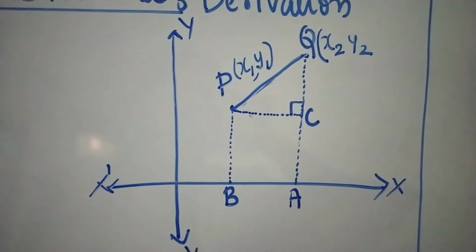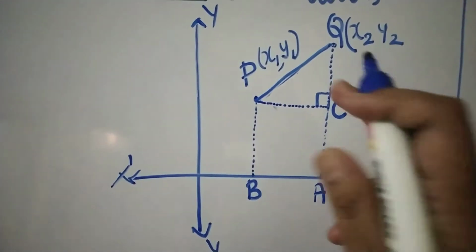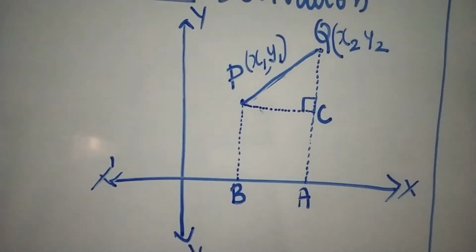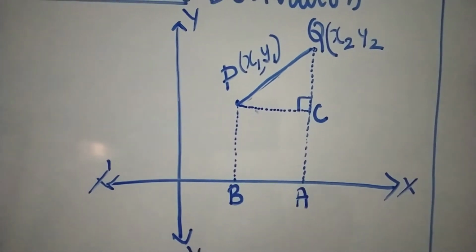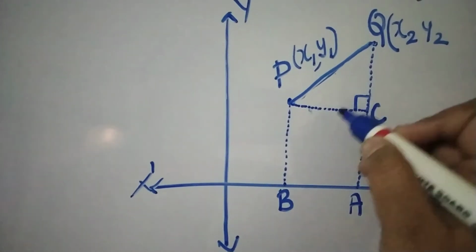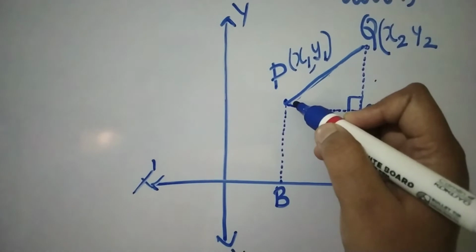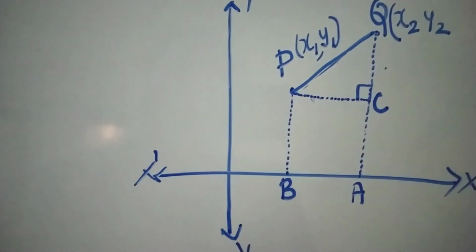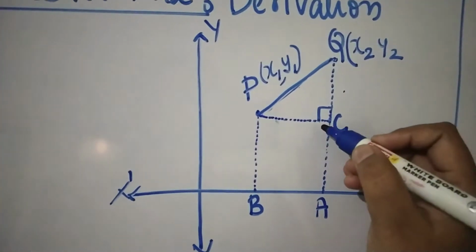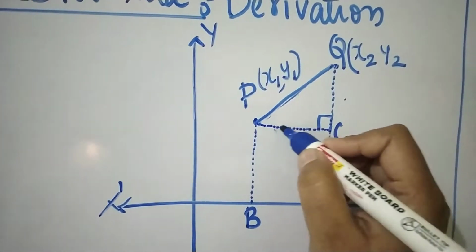And we all know that in a right angled triangle, we can find the length of any side using Pythagoras theorem. So we are going to use Pythagoras theorem here. For Pythagoras theorem, we should know the other two sides to find the length of the hypotenuse. Here the hypotenuse is PQ. If we know the length of PQ, that is nothing but the distance between 2 points in coordinate geometry. So let us first see what PC is, the length of PC.